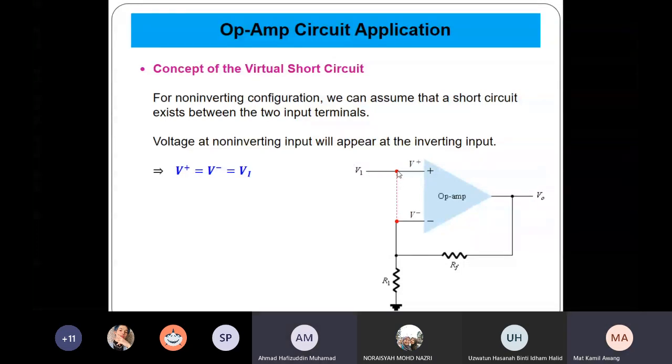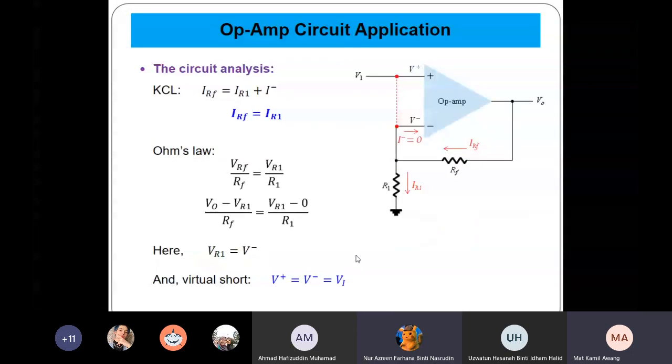So if V plus is V input, VI, therefore V minus is VI. It's the same. So now, this is VI, this VI here. Okay? Now, what is the KCL of this terminal? Basically, you have this current, and this current is still 0, right? So it's the same formula. You start with the KCL. Still the same.